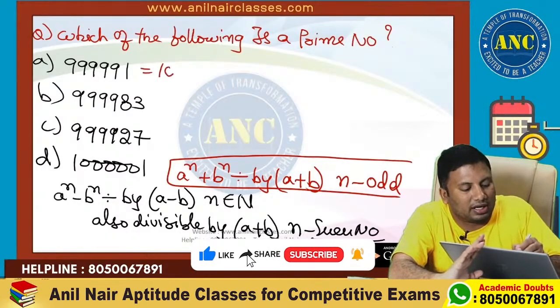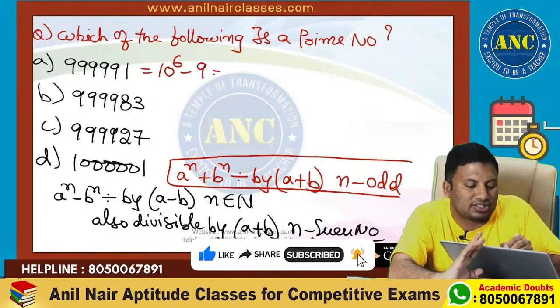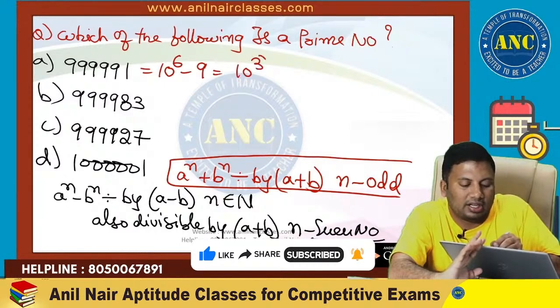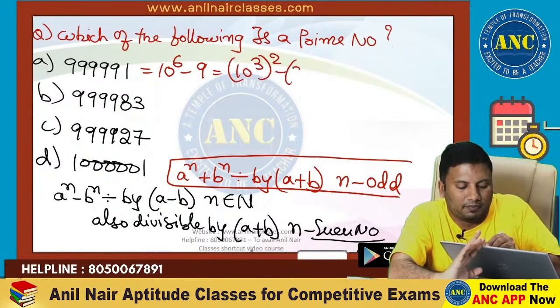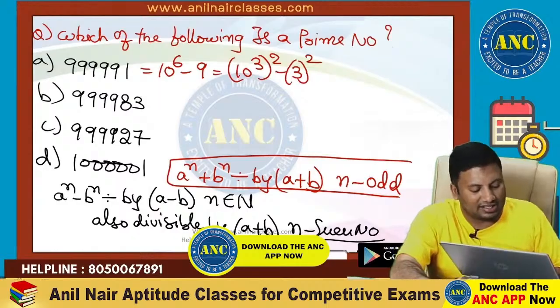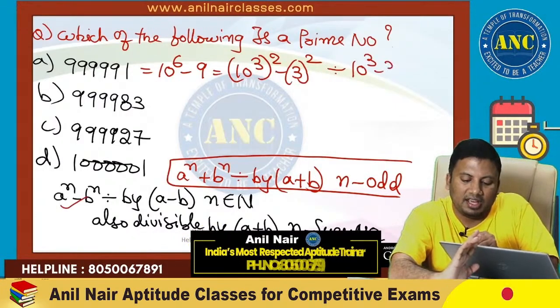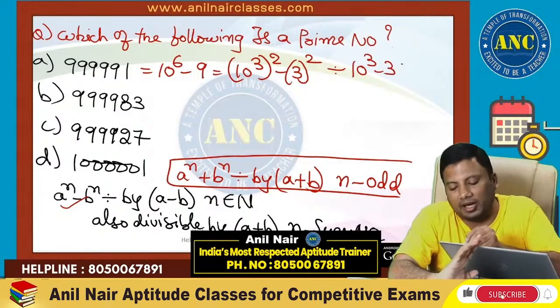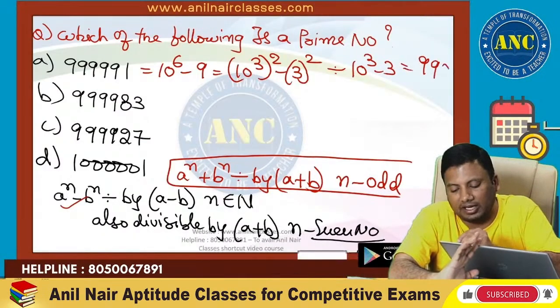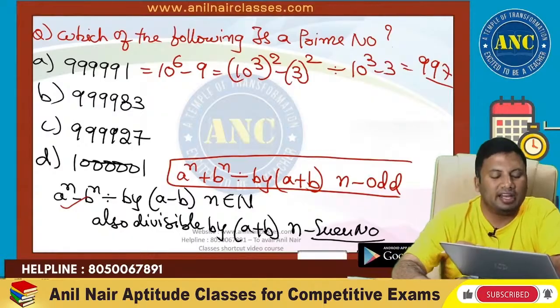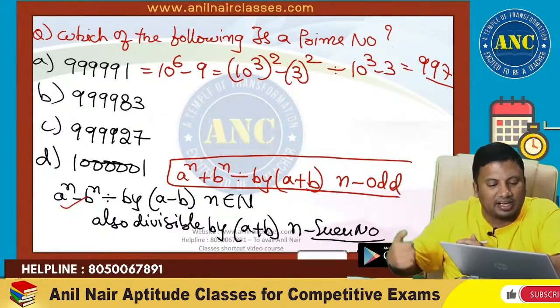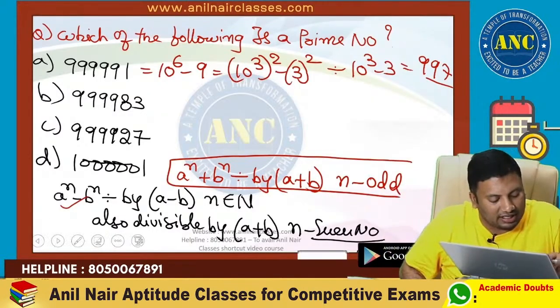These are nothing but 10 power 6 minus 9. That is 10 cube whole square minus 3 square. A square minus b square is divisible by a minus b. 1000 minus 3, which is nothing but 997. Any number divisible by 997 will become a multiple of 997.